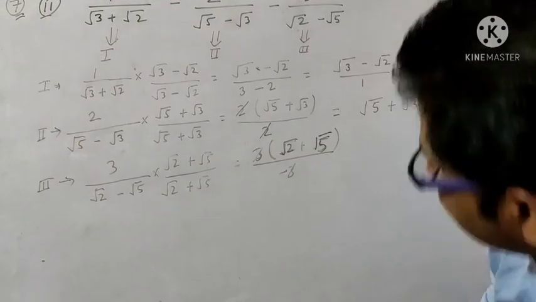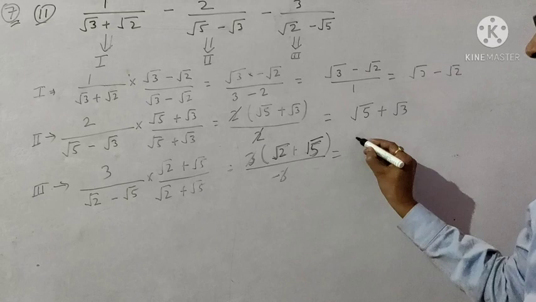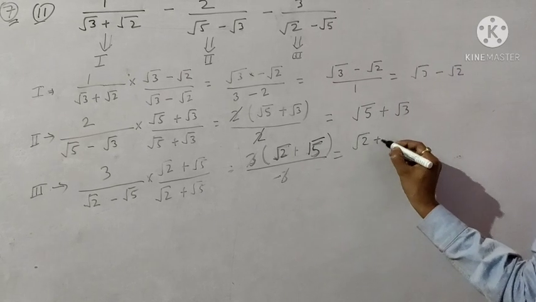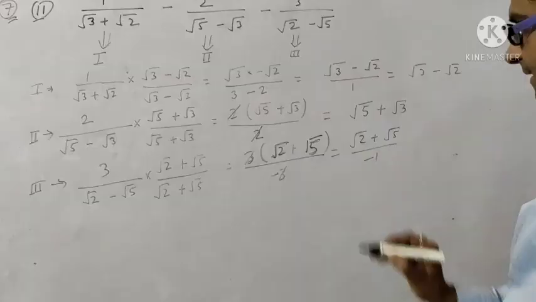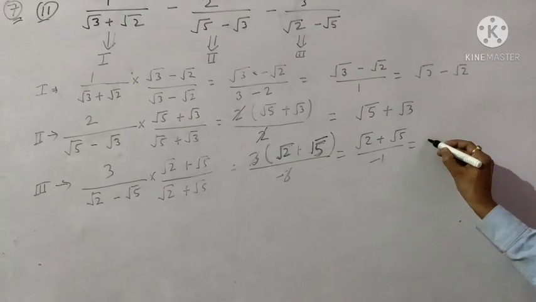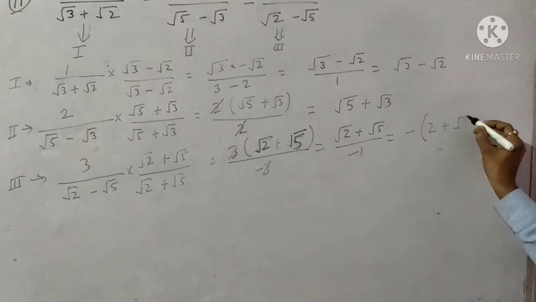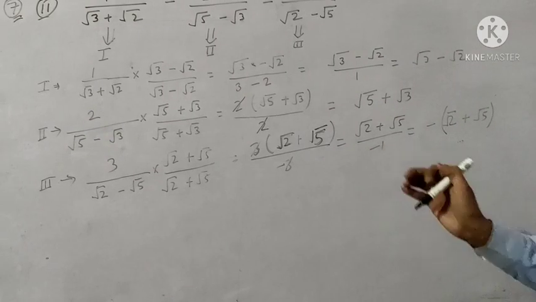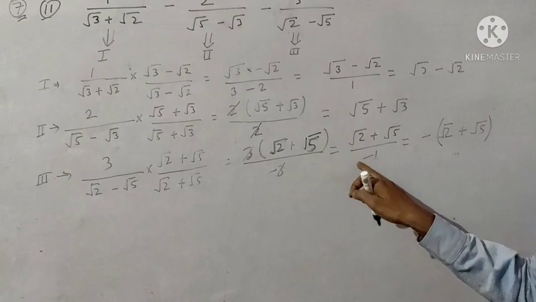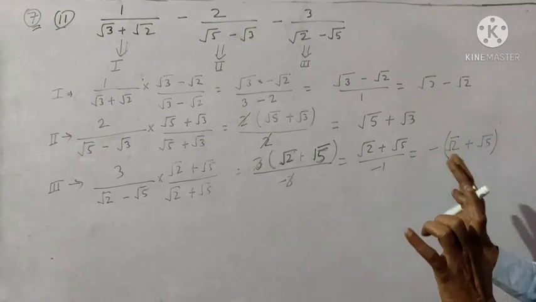So student, this sign will be changed like this. Root 2 plus root 5 divided by minus 1. That means we can write here minus bracket root 2 plus root 5. That means this negative sign goes on the upper value. Okay. So this is your third expression.